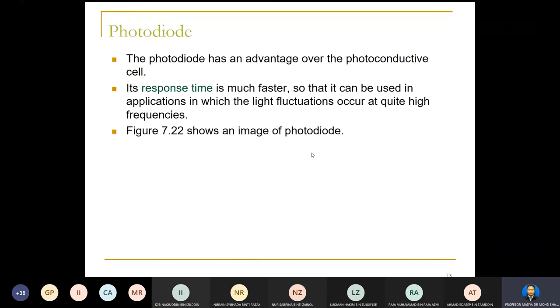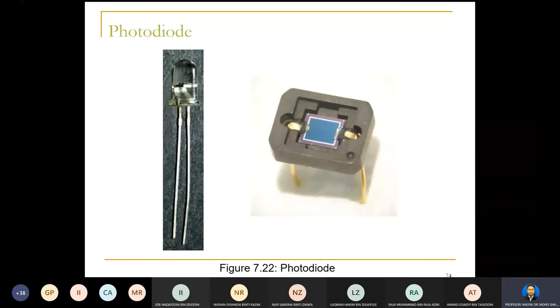Okay, the photodiode has an advantage over the photoconductive cell. Its response time is much faster, so it can be used in applications where the light fluctuation occurs at quite a higher frequency. The next figure will show the image of a photodiode. Maybe some of you already see this one. We call this the photodiode. Normally on our part, for example FYP projects, most of the FYP use this one because it is very cheap, around 1 ringgit.